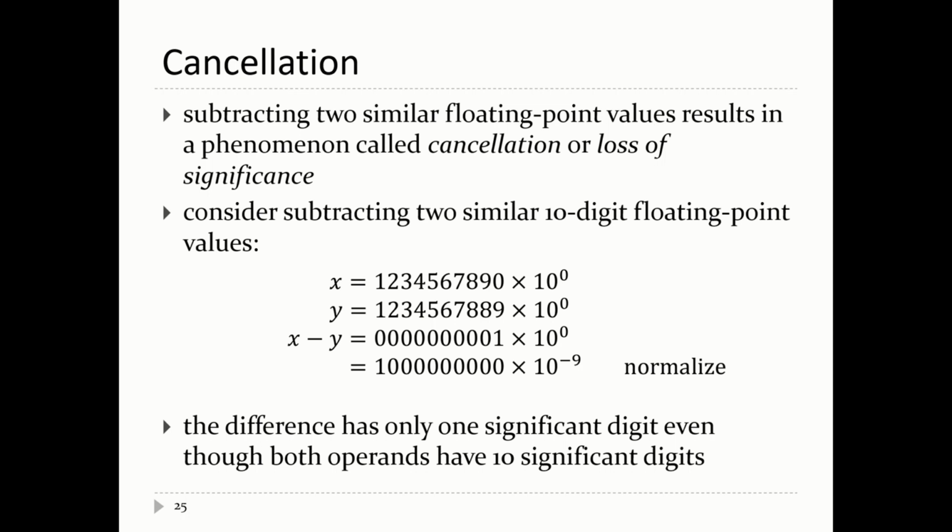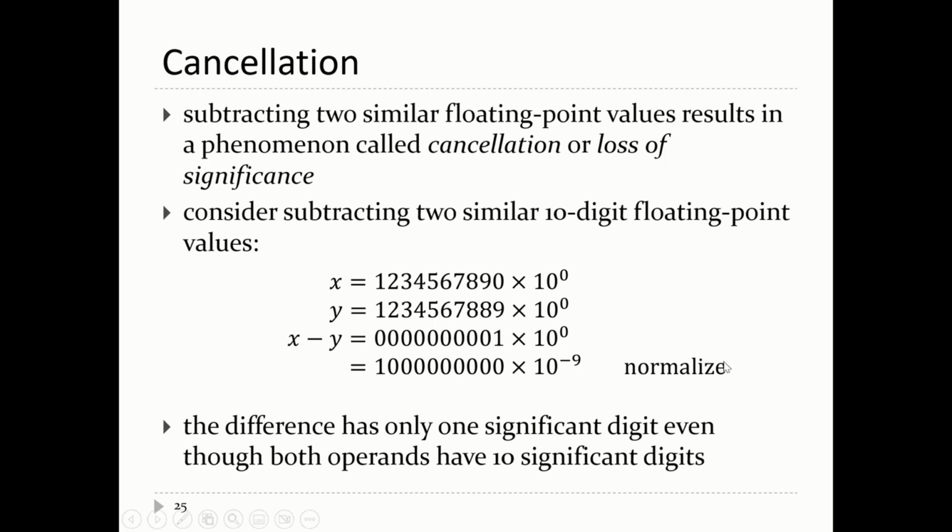Okay, something funny happens when you subtract values. When you subtract two floating point values, you end up with a phenomenon called cancellation or loss of significance. For this slide, I'm going to switch to 10 significant digits. So I'm going to subtract two values. They only differ by one: one ends in 89, the other ends in 90. When I subtract those, I get 1 times 10 to the 0. Those two values have 10 significant digits in them; well, you can argue the first one, that 0 is not significant, so there's 9. But anyway, you have roughly 10 significant digits. When you do the difference, you end up with 1 significant digit. It's 1 times 10 to the minus 9. So the difference only has one significant digit, whereas both operands have 10, well, 9 and 10.